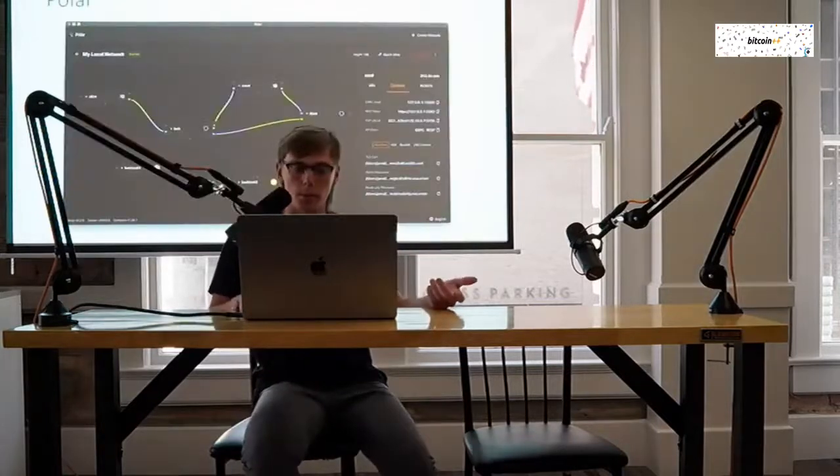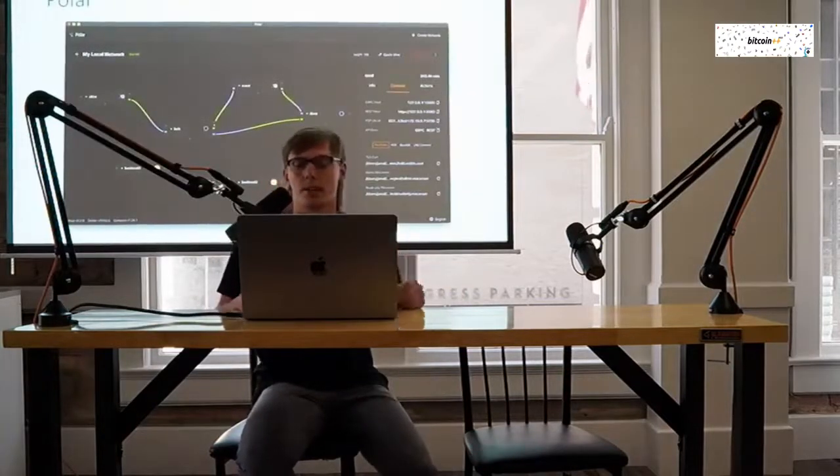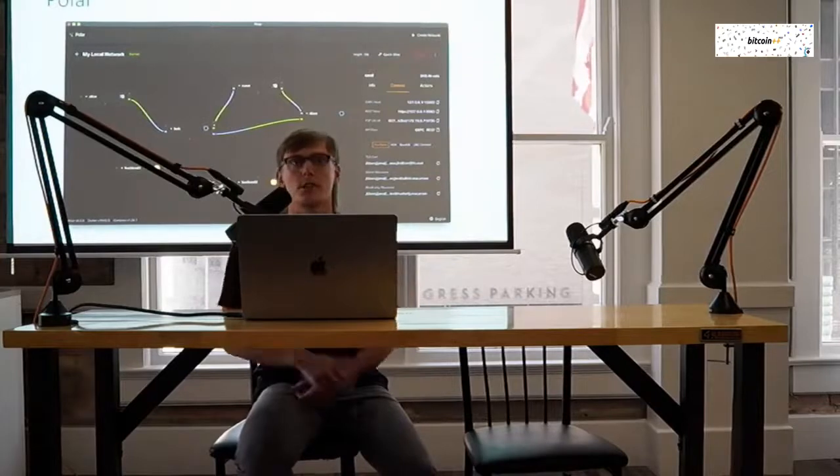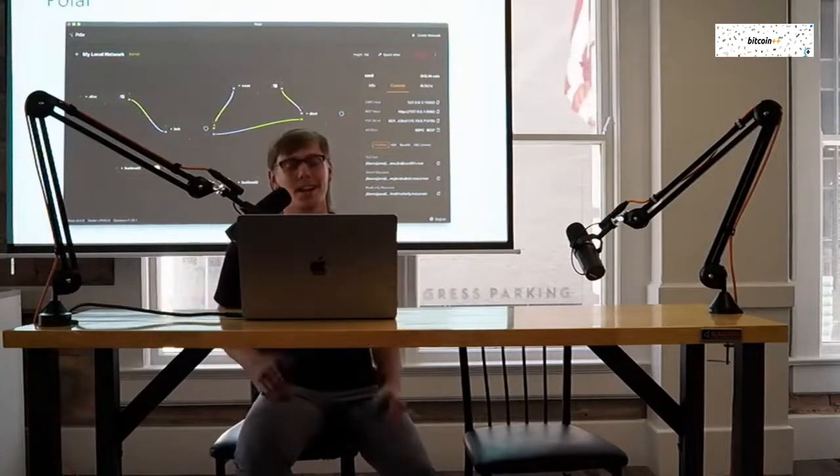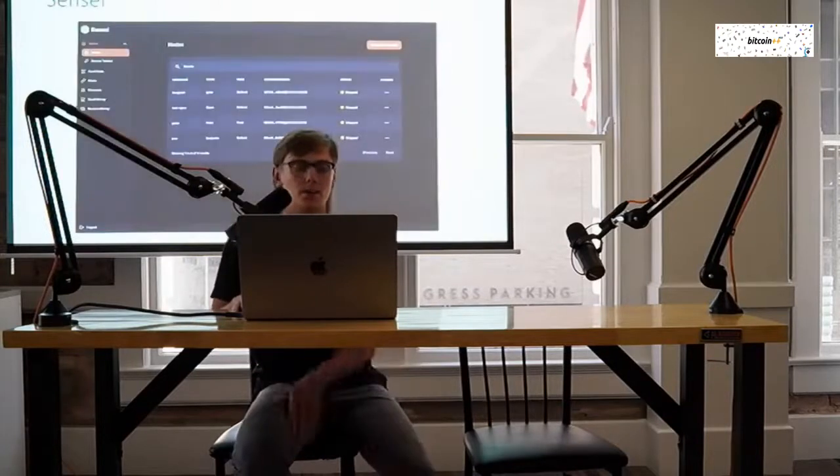For people that don't know what Polar is, it's a really good testing environment where you can run a bunch of nodes in a sandbox environment, but it only supports 3 implementations. So I decided to add Sensei to it.